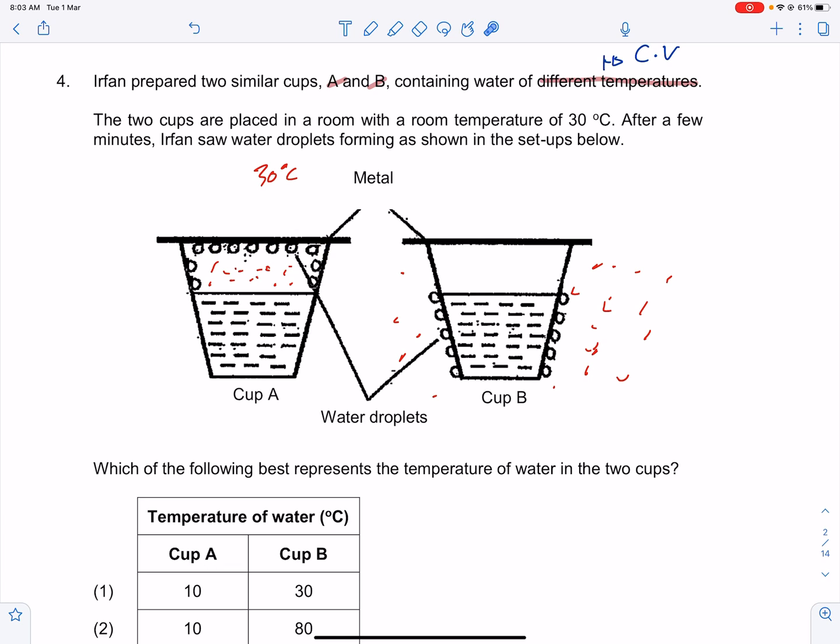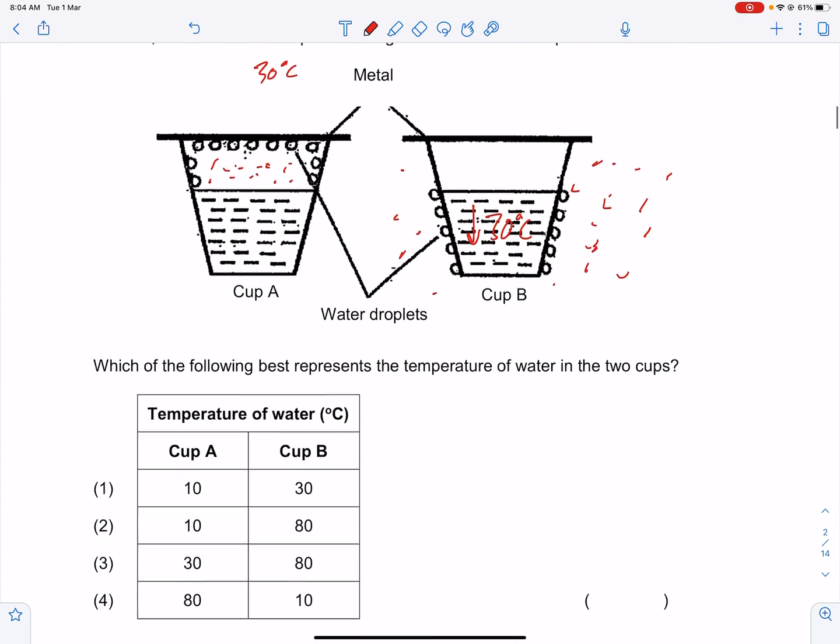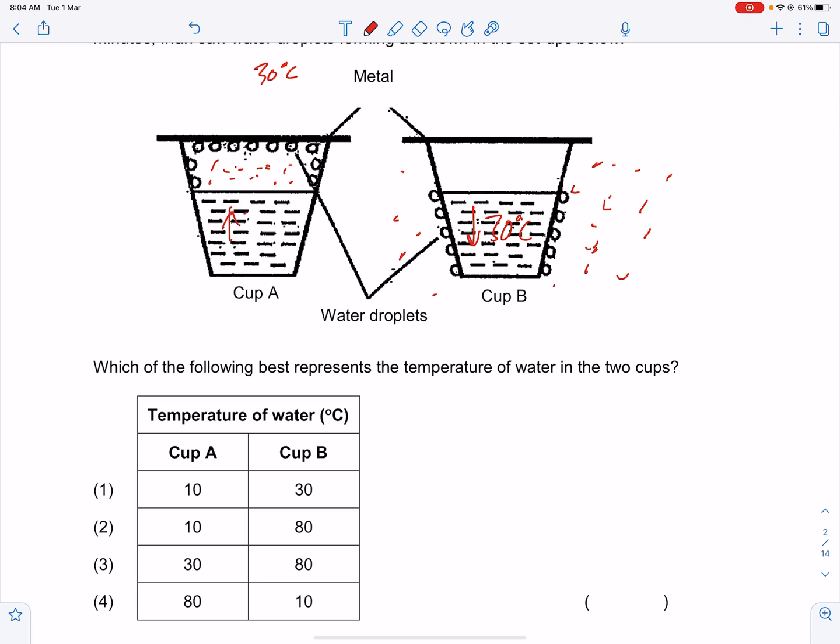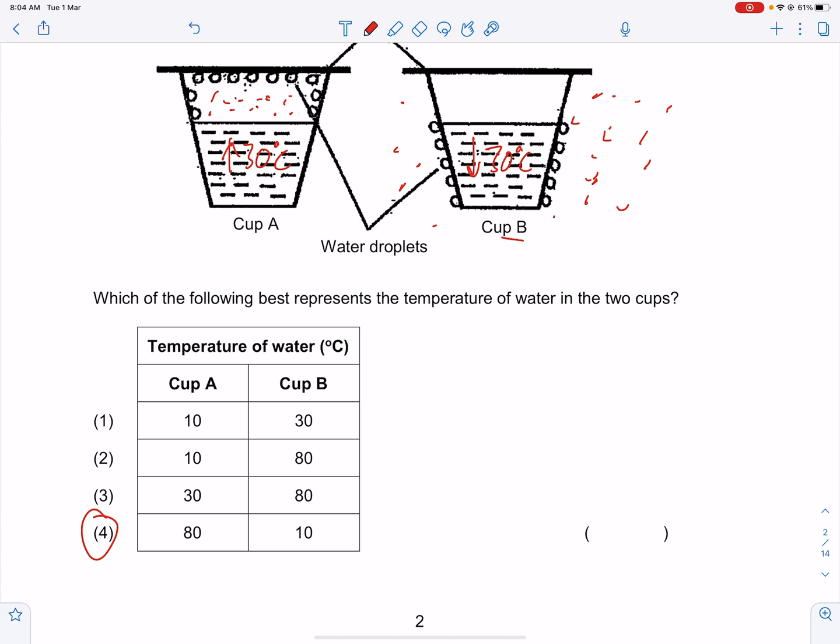So probably cup B has a temperature that is lower than 30 degrees. This one has to be higher than 30 degrees, and this one has to be lower than 30 degrees for cup B. So with that, we can then take a look at the answers to see what is plausible. The only one that is plausible is number 4, whereby for cup A, the water temperature is higher than 30 degrees.